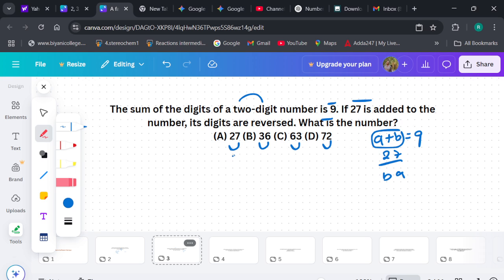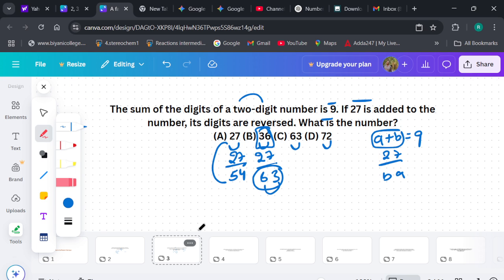Now, adding 27 to 27, it becomes 54. Is it becoming reverse? No. Adding 27 to 36, it becomes 63. Is it becoming reverse? Yes. 36 becomes 63. So adding 27, it is becoming reverse. So this is my answer.